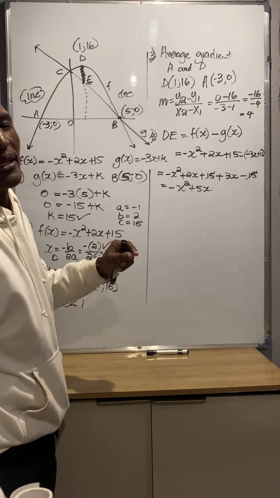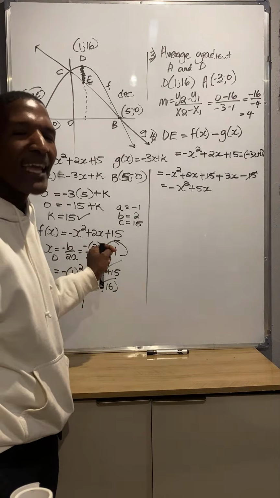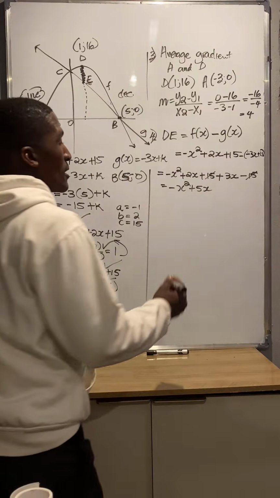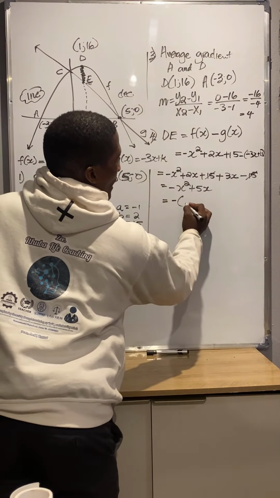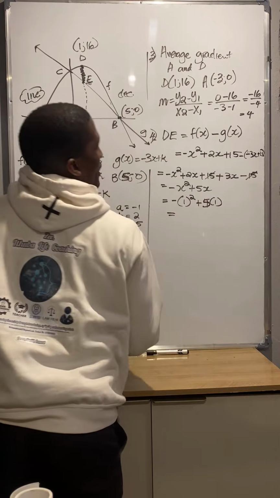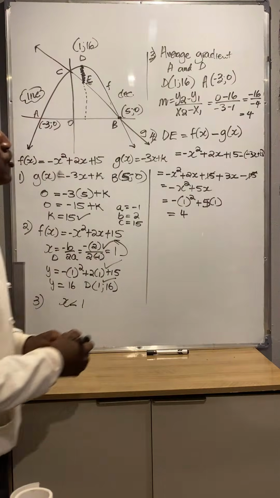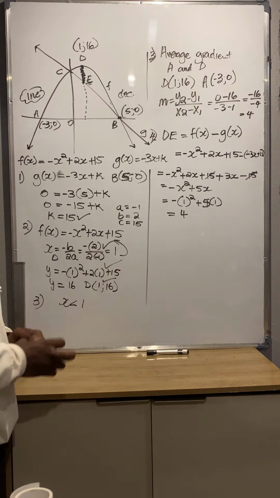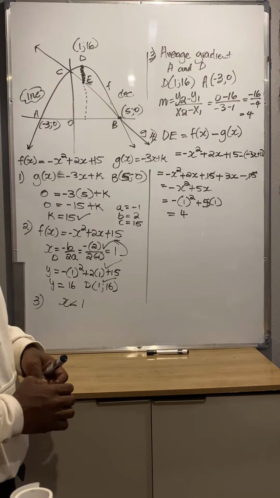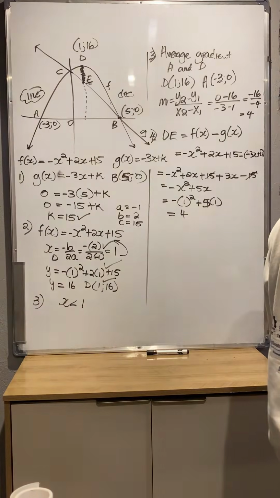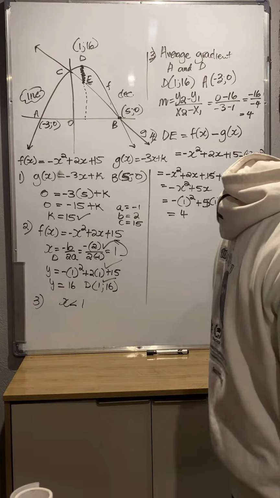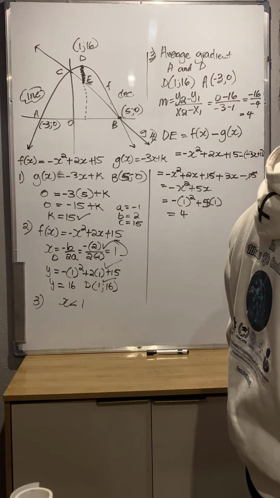Because they have the same x, you simply substitute x equals 1. Therefore your answer is going to be negative 1 squared plus 5 times 1, and your final answer will be 4. So the length of DE is 4.